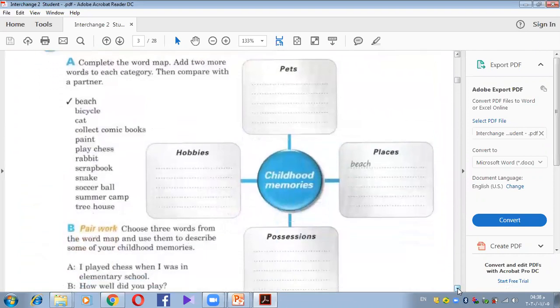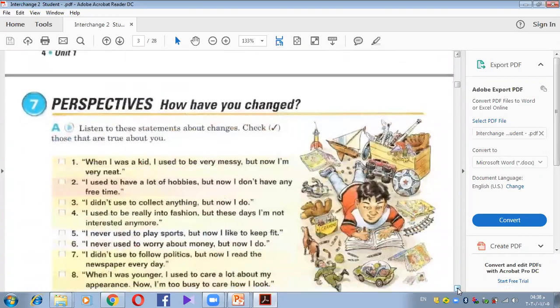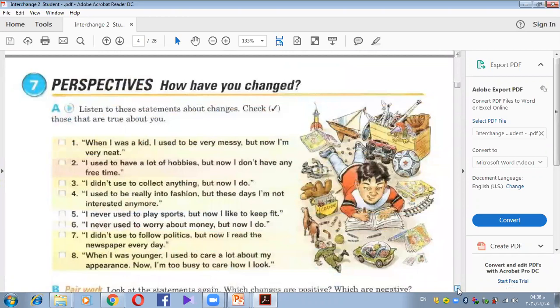Childhood memories as well. We don't need this, but I need another one. Yes. How have you changed? How have you changed, guys? Do you think that when you were young, when you were a kid, you're the same as you are now? Or is there something different? Is there something changed in you? For example, did you like something but now you don't? Or vice versa? What about your body, for example, did it change or not? So how have you changed?